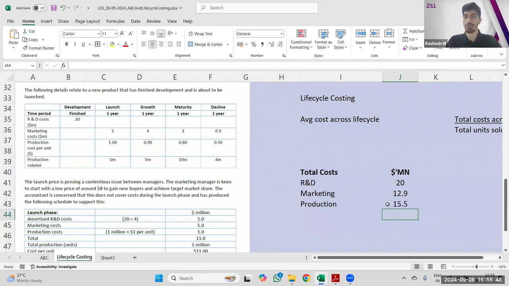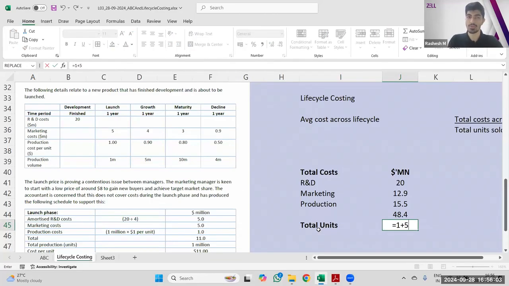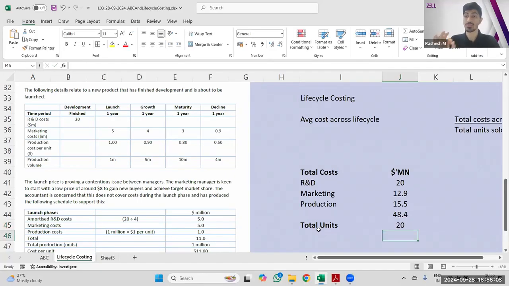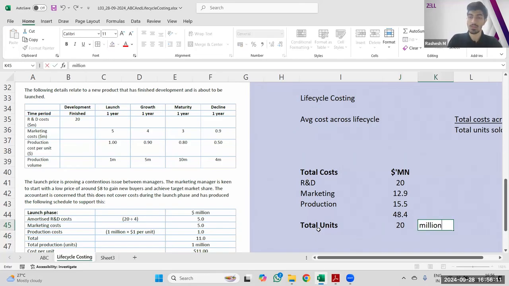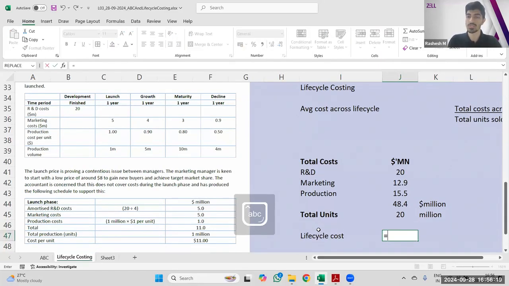Yeah. Perfect. Yes, sir. So that comes to my total cost of $48.4 million. Now, total units across life cycle, simply a unit total. So 1 million units, 5 million units, 10 million units, 4 million units. So that's 20 million units that we sell and $48.4 million that we incur. So our life cycle cost, average life cycle cost, is nothing but $48.4 million divided by 20 million, which is $2.42 per unit.